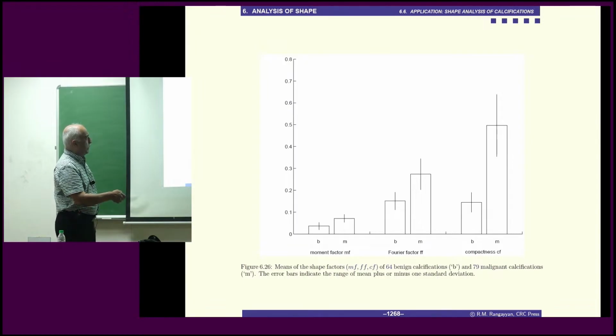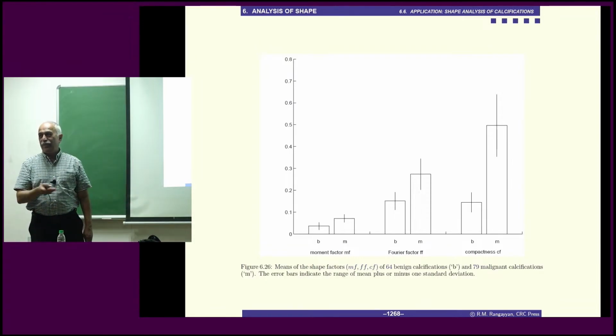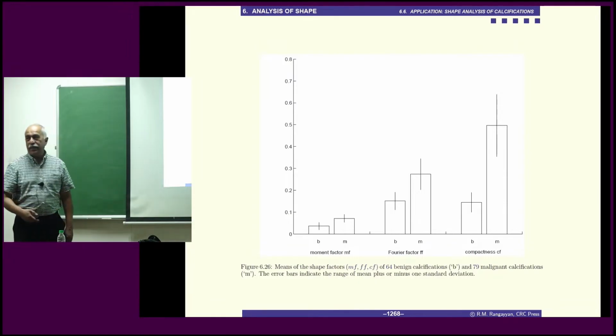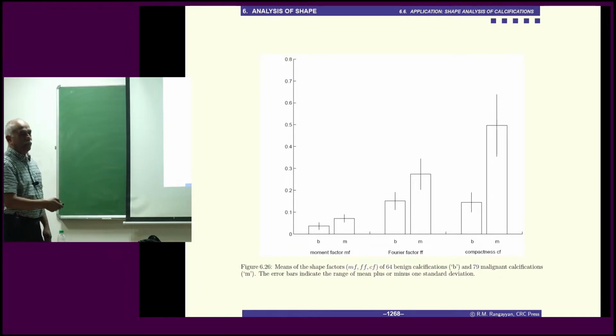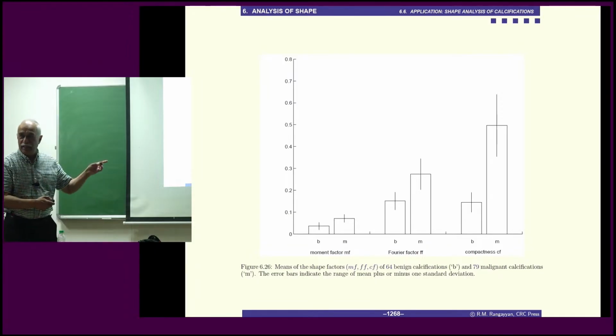So there is good separation. Fourier factor, benign, malignant. Again, there is good separation. Compactness, the best perhaps. So the simple measure of compactness is doing very well. And even with the standard deviation taken into account, there is substantial separation between the two clusters. Okay. These are not bad, they're working, but do we need these on top of that? No, not for this data set.